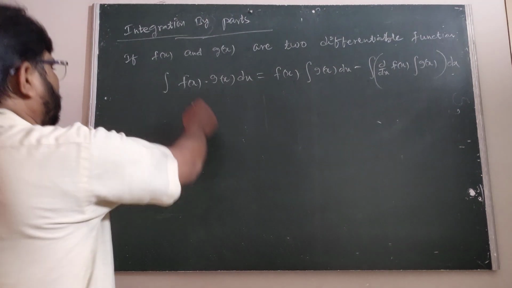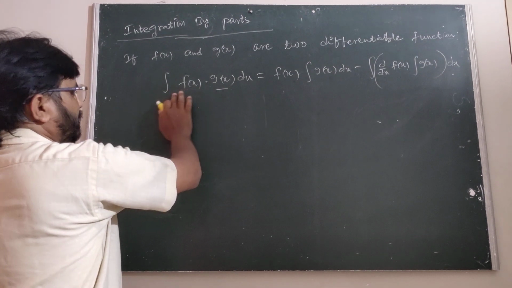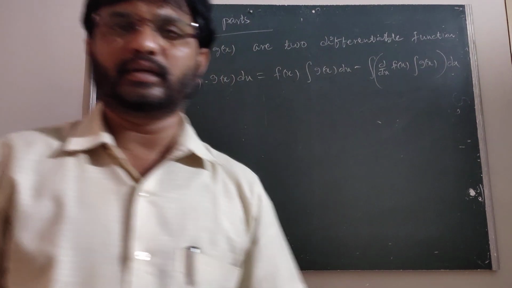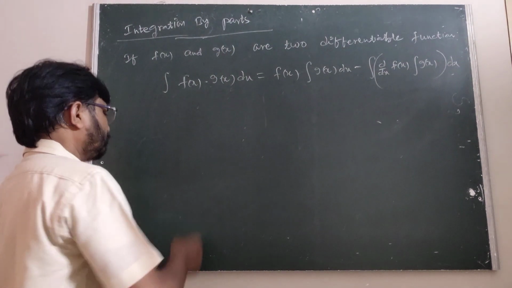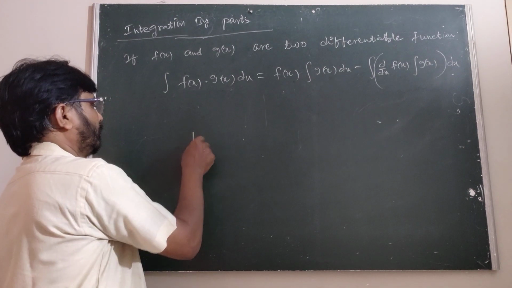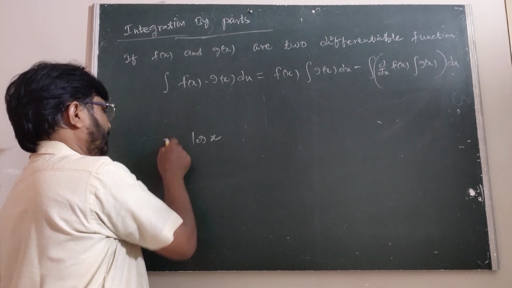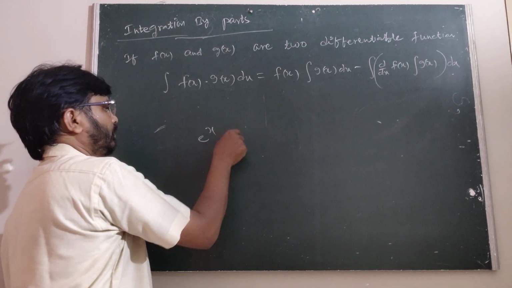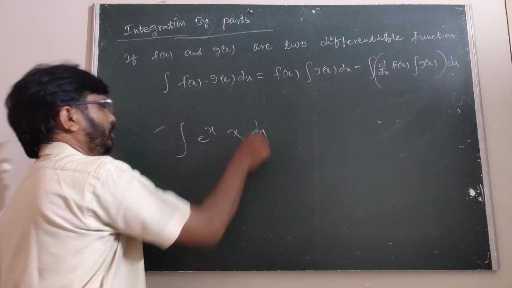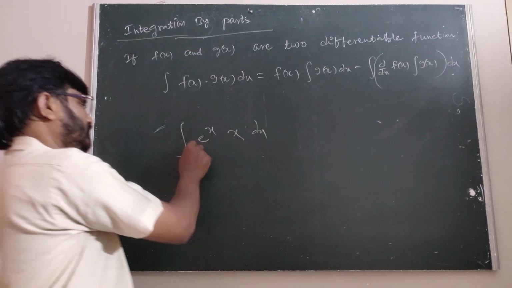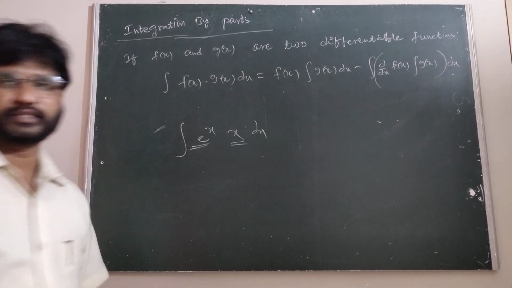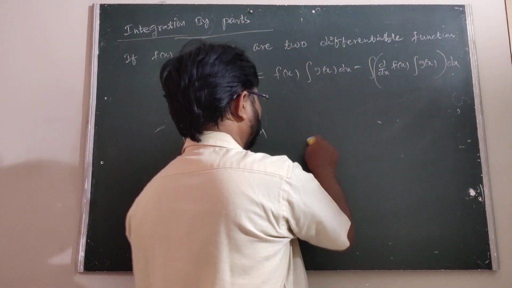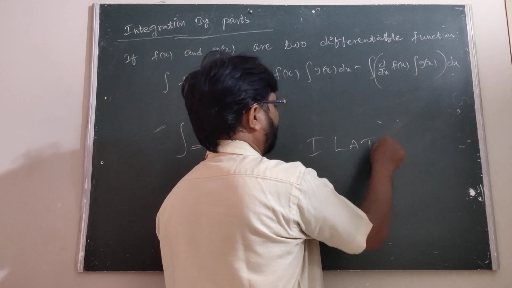How do we decide which is the first function and which is the second? This is very important. Suppose we have log x and x square, or e power x into x. Here e power x is the exponential function and x is the algebraic function. Which function is the first? This depends on the ILATE rule.